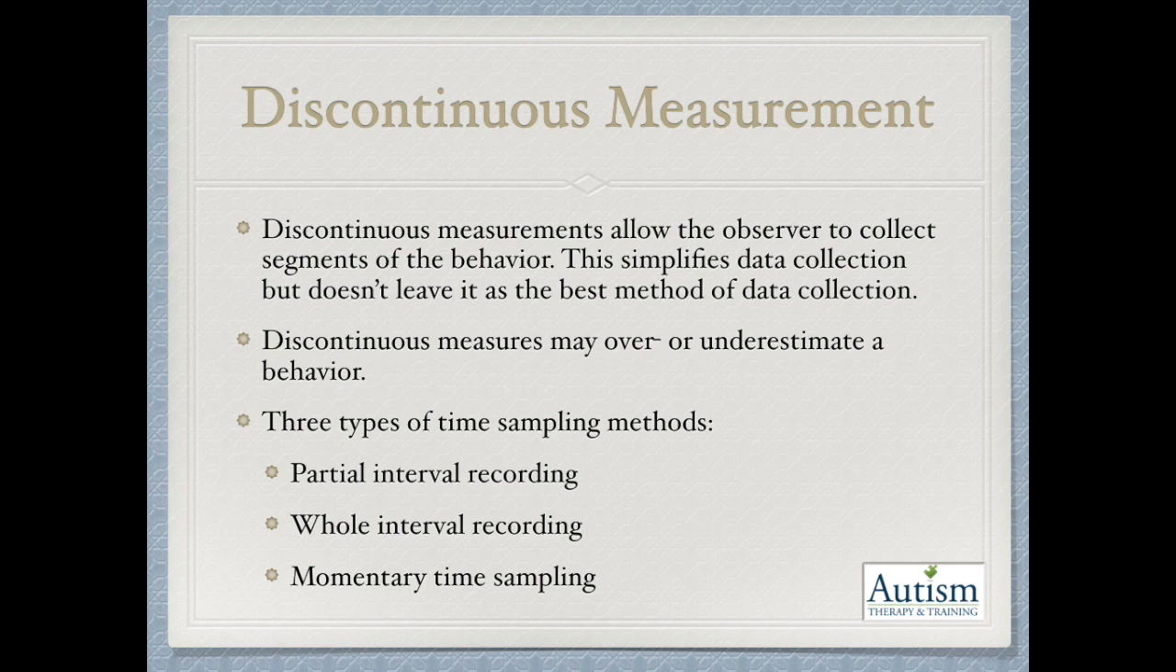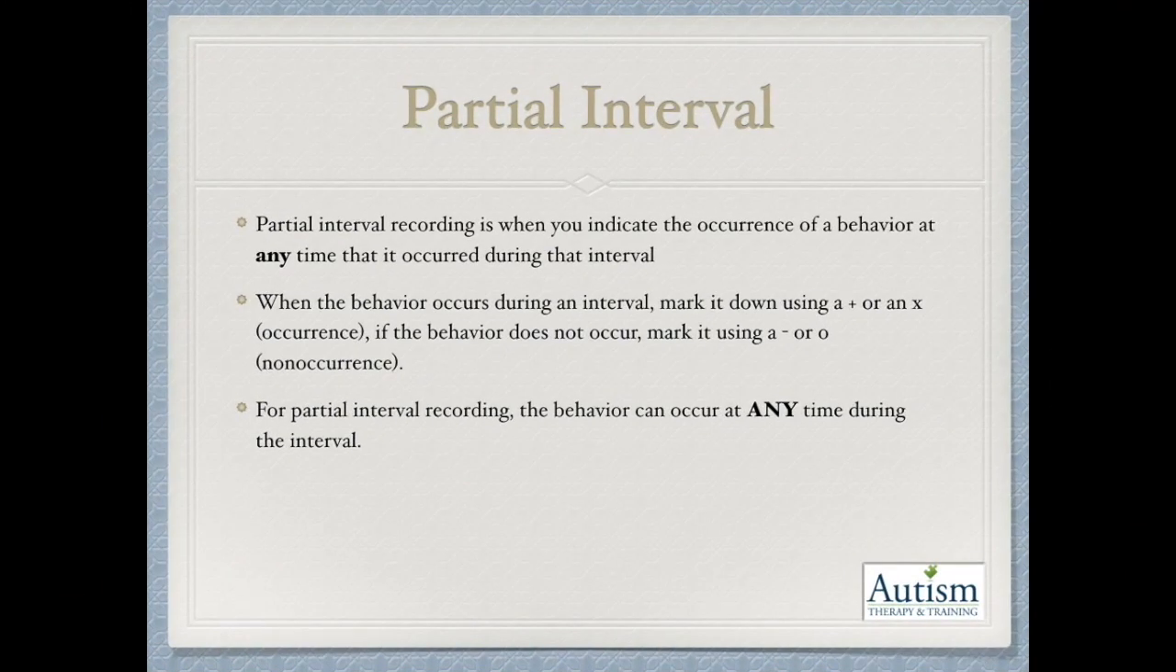These time samples occur during an observation period, for example 5 minutes, and that observation period is broken into intervals of time, such as 5 seconds, 10 seconds, and so on. Partial interval recording is when you indicate the occurrence of a behavior at any time that it occurred during that interval. The key here is any time the behavior occurs. So if you are observing a child, let's say engaging in self-stimulatory behaviors such as hand flapping, we would set our timer to the interval time of, let's say, 10 seconds. And if we saw the behavior during that time, we would mark it down.